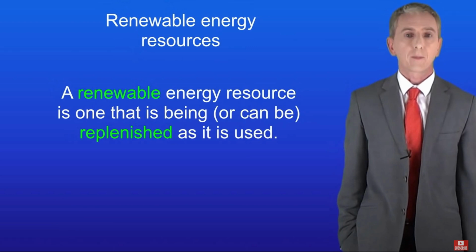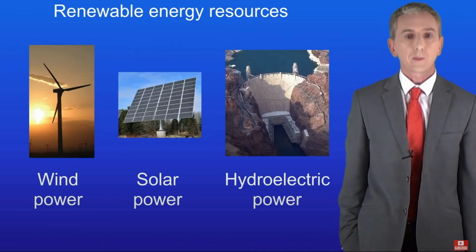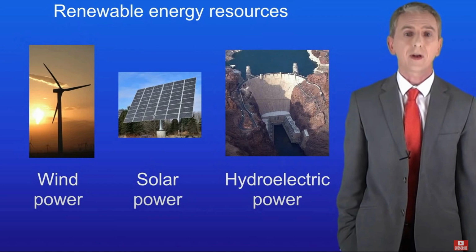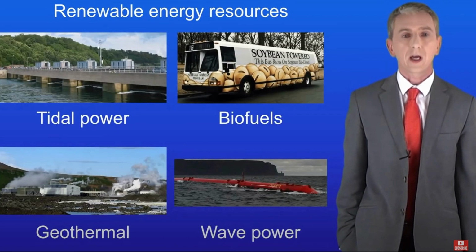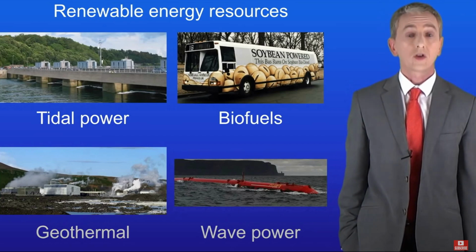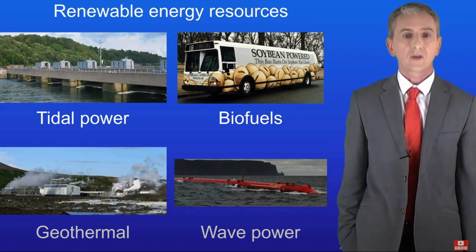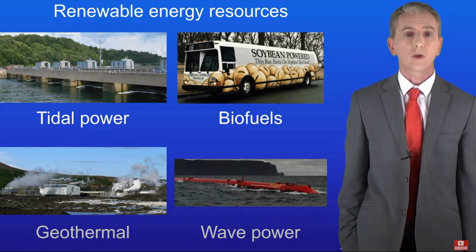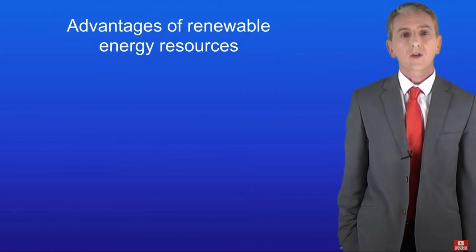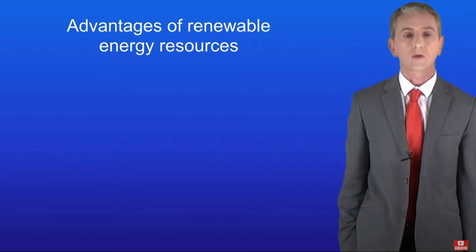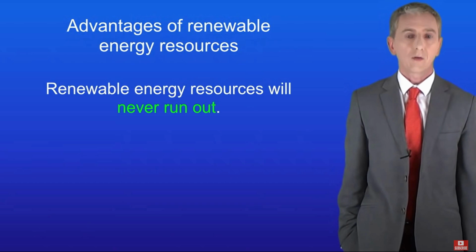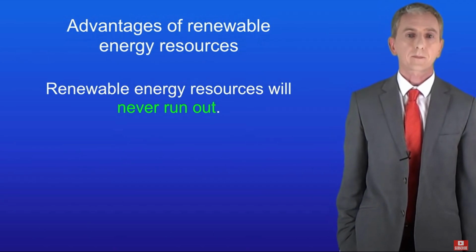There are lots of different types of renewable energy resources. Wind power, solar power, and hydroelectric power are all commonly used around the world. We've also got tidal power, biofuels, geothermal, and wave power. We're going to evaluate the advantages and disadvantages of each of these forms of renewable energy. So let's start by looking at the two main advantages shared by all types of renewable energy resources. Firstly, they'll never run out, and that's because they're renewable, so they're constantly being replenished.